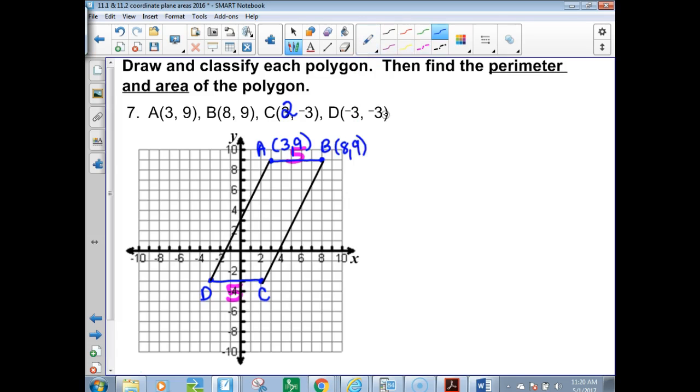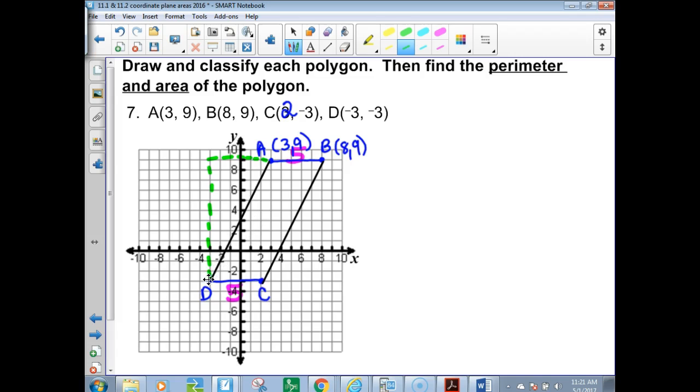I'm going to go grab a highlighter for a second because I need the perimeter. I've got to figure out these lengths of A and D. Plus, I might want to check out what the slopes are.